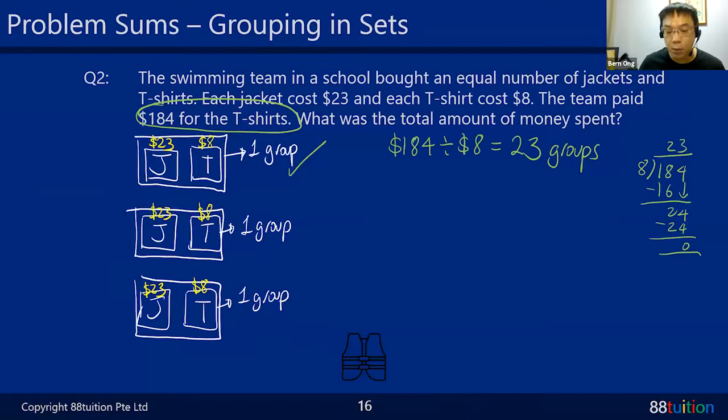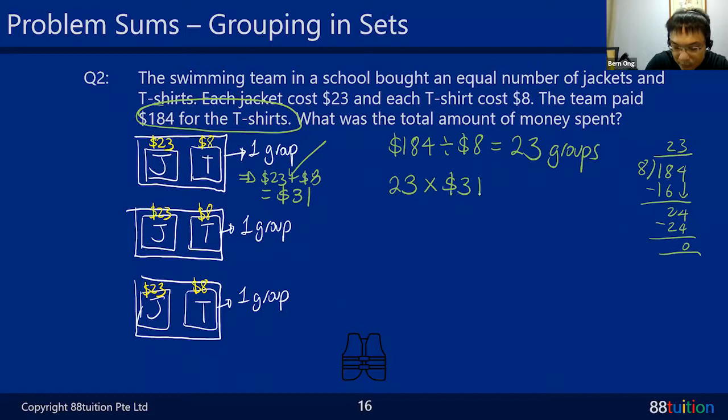One group is how much? One group is $23 for the jacket plus $8 for the t-shirt. So 23 plus 8 is what? $31. Correct. So one group costs $31. You got how many groups in total? You got 23 groups. 23 times 31. I will get the answer.